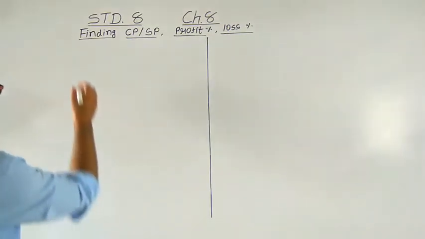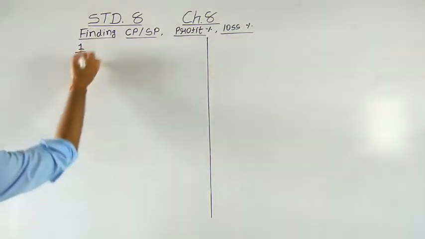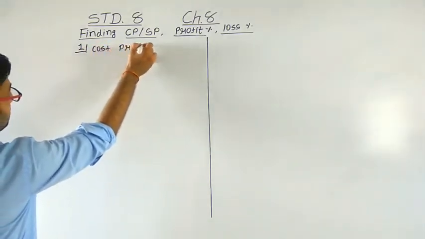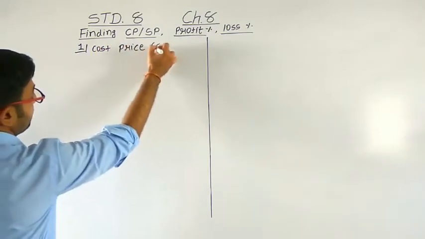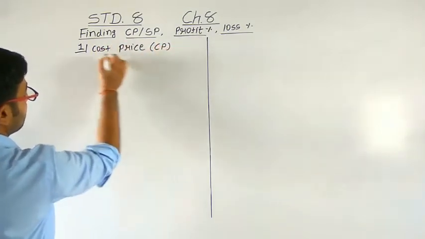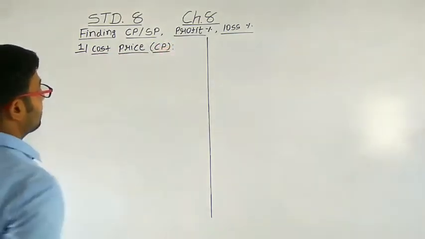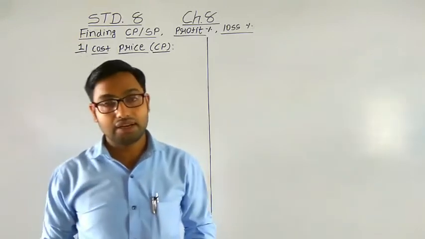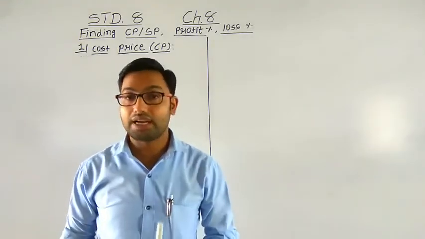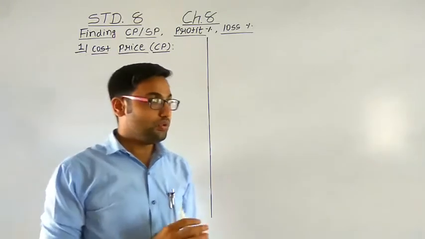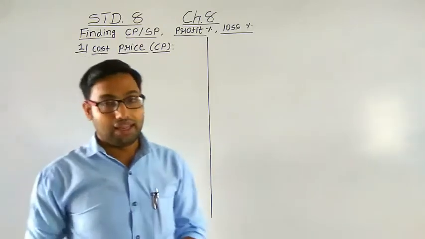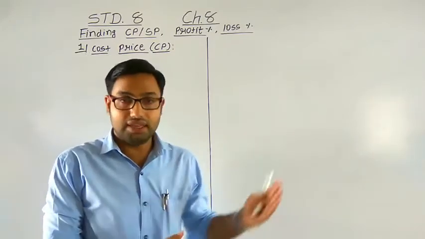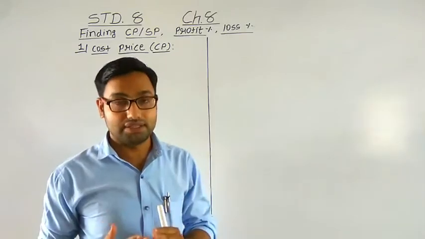So the first term that we have to study is the CP. CP means cost price. In short, we can write it as CP. That is the first term, cost price. Which price can we take as the cost price? Whenever you go to the market to buy something, whatever you pay to buy that thing is called the cost price.